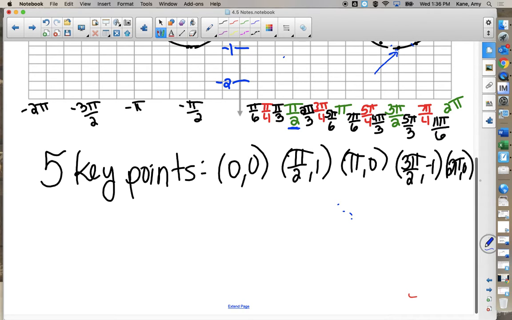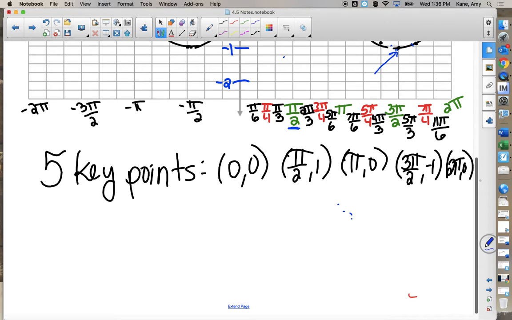So the angles that are up here are all the quadrant angles. So pi over 2 is called a quadrant angle because it's dividing the first and second quadrant in half. That's also where the maximum value occurs. So we won't graph the inside angles, the angles that fall within the quadrants. We'll just be graphing those angles that divide the quadrants.